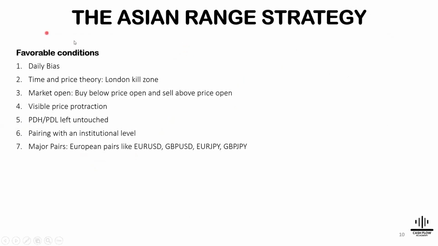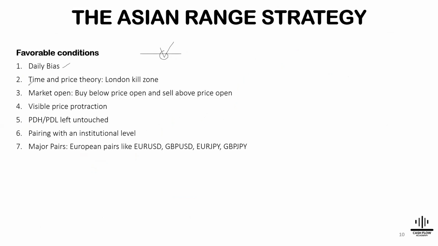So what are the favorable conditions to look out for? Number one, daily bias. You mustn't have a daily bias, but a daily bias will help. If you are bullish for that day, all you want to be looking for is price to run below the Asian range low and below the market open. So you'll be looking for something like this for your entries.